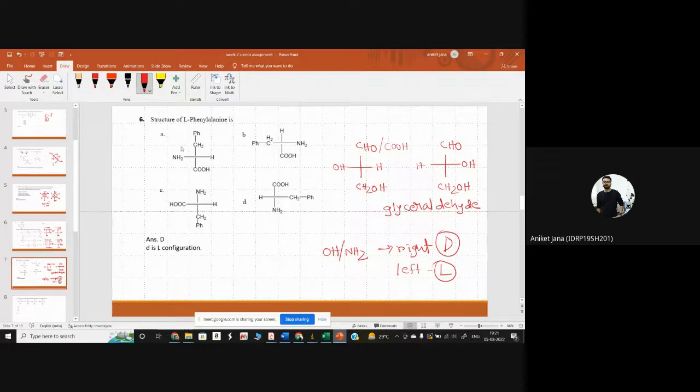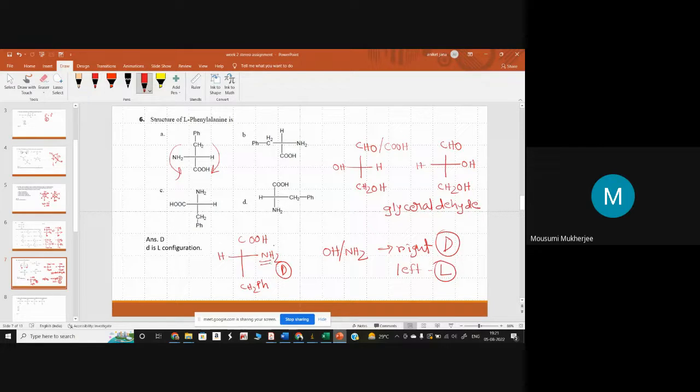If we rotate this upside down, a 180-degree rotation, then how does it look? If COOH goes upward, then CH2PH this one, then hydrogen will come this side, and NH2 will come this side, right? So which is it, D or L? D. It is D. Yes, NH2 is on the right side, right?